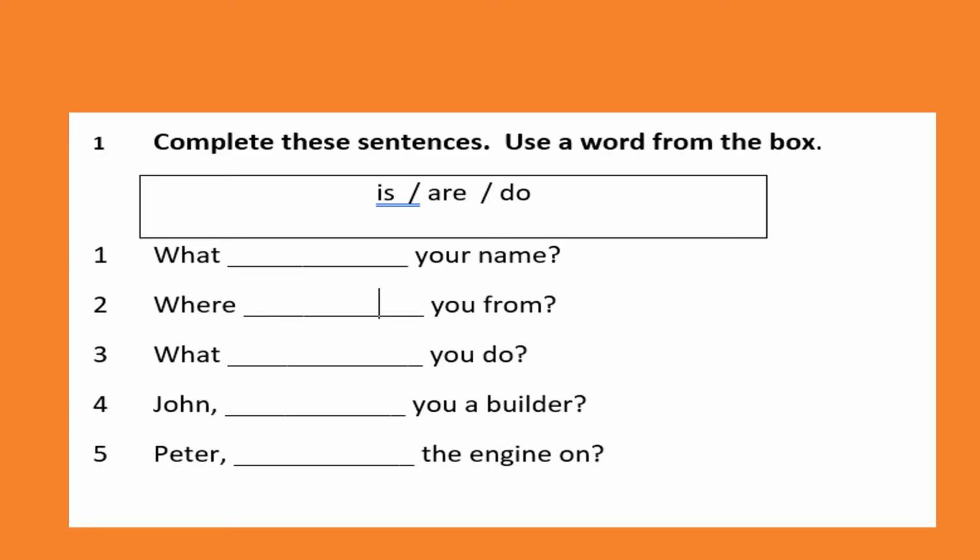Okay, in our enrichment, you have some papers, and we're going to see the answers for these papers. Complete these sentences. Use words from the box. Use is, are, or do. Here we have 5 questions and 5 spaces, so we're going to use some words more than once. All are questions. So let's see.